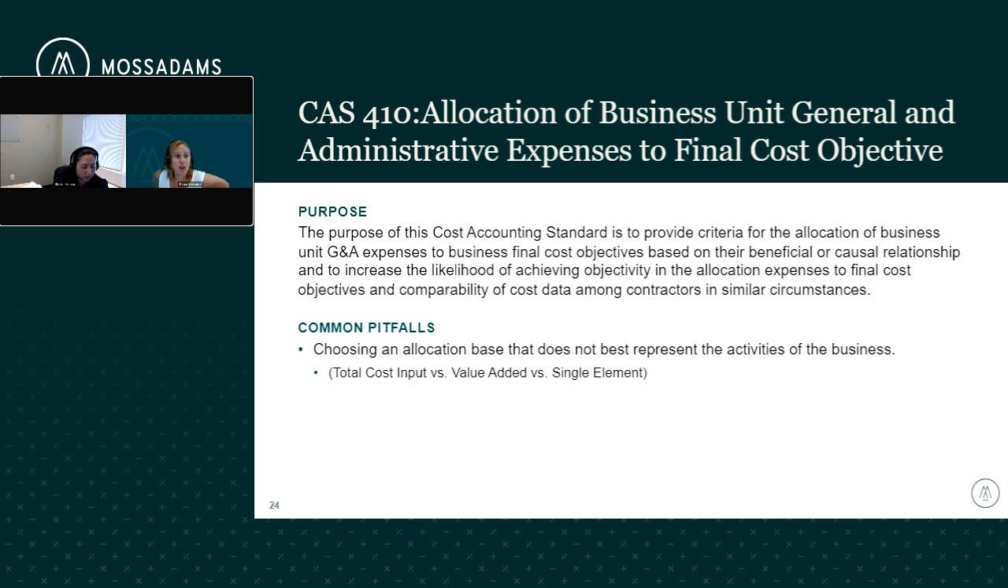So if that's not something that you think is appropriate, you would potentially choose a value-added base. And then the last one would be a single input base, such as direct labor hours. That may be representative of the total business of the business unit. So if that produces equitable results and you put that in your policy, then that's another acceptable base to use.